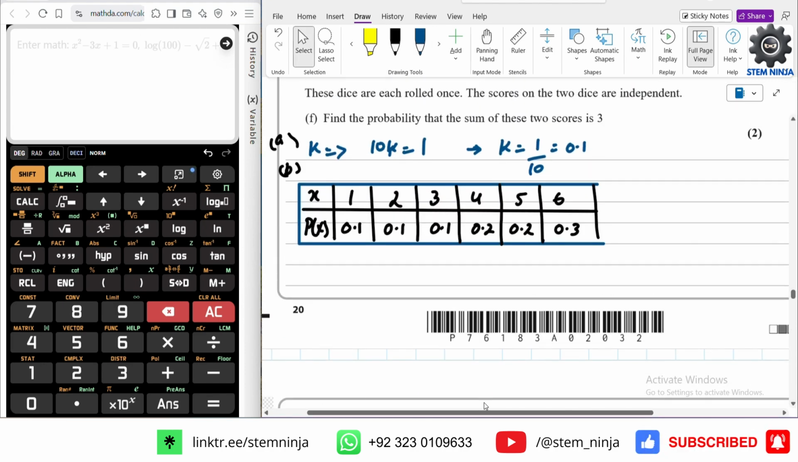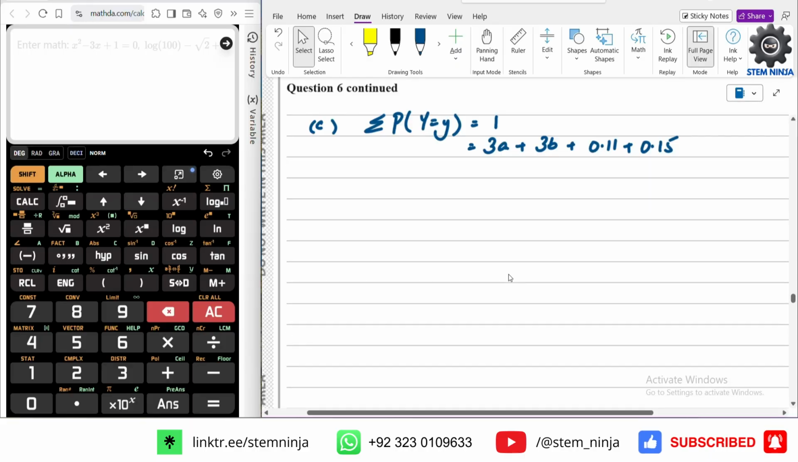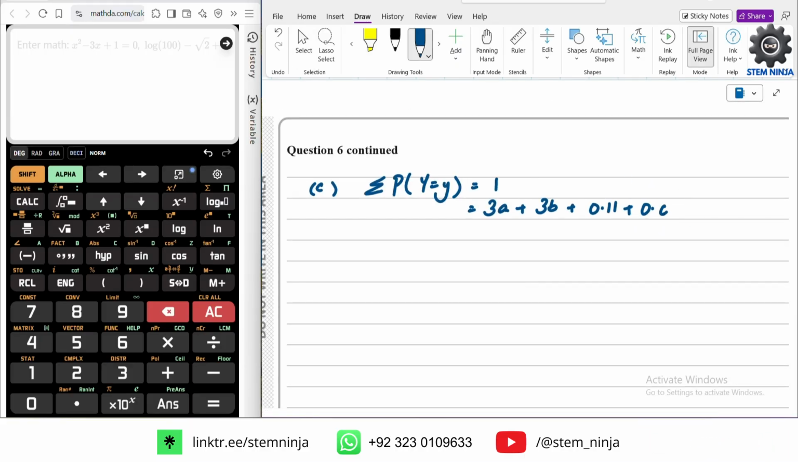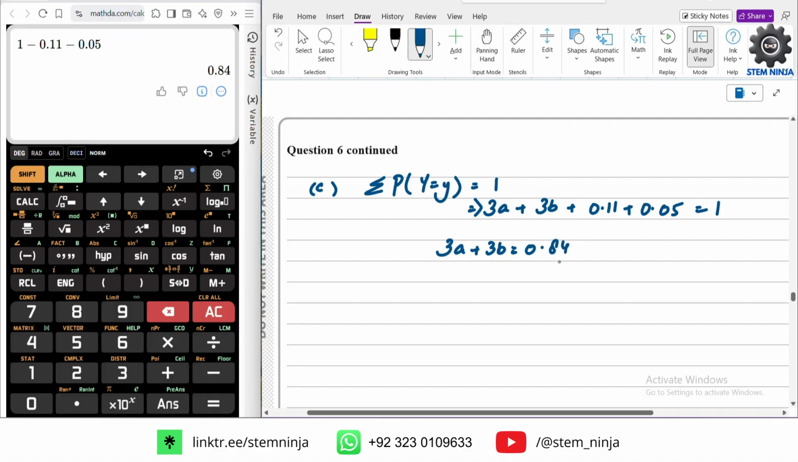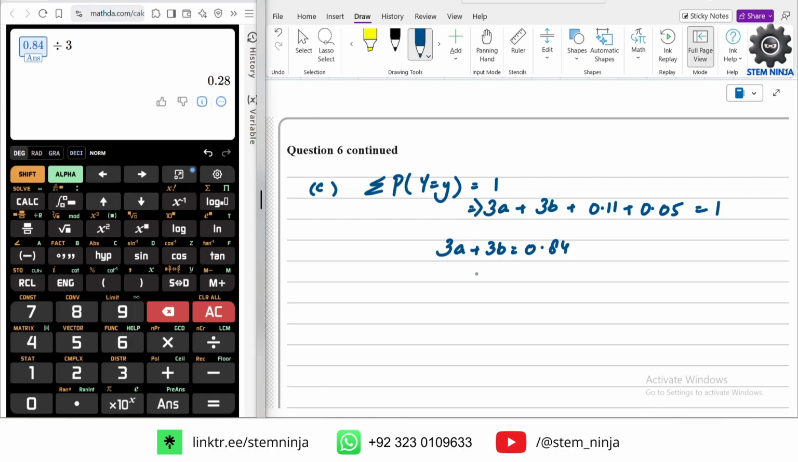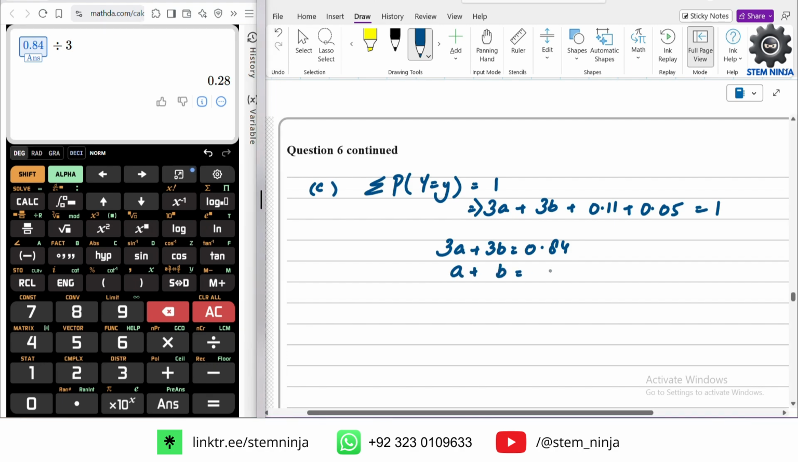15, right? 0.5, sorry, 0.5. Right, this is equal to 1. So we go 3a plus 3b equals 1 minus 0.11 minus 0.05, 0.84, and then we divide all of this by 3 to make it a plus b equals 0.28. This is our first equation. Now we make the equation in terms of expectation of y.